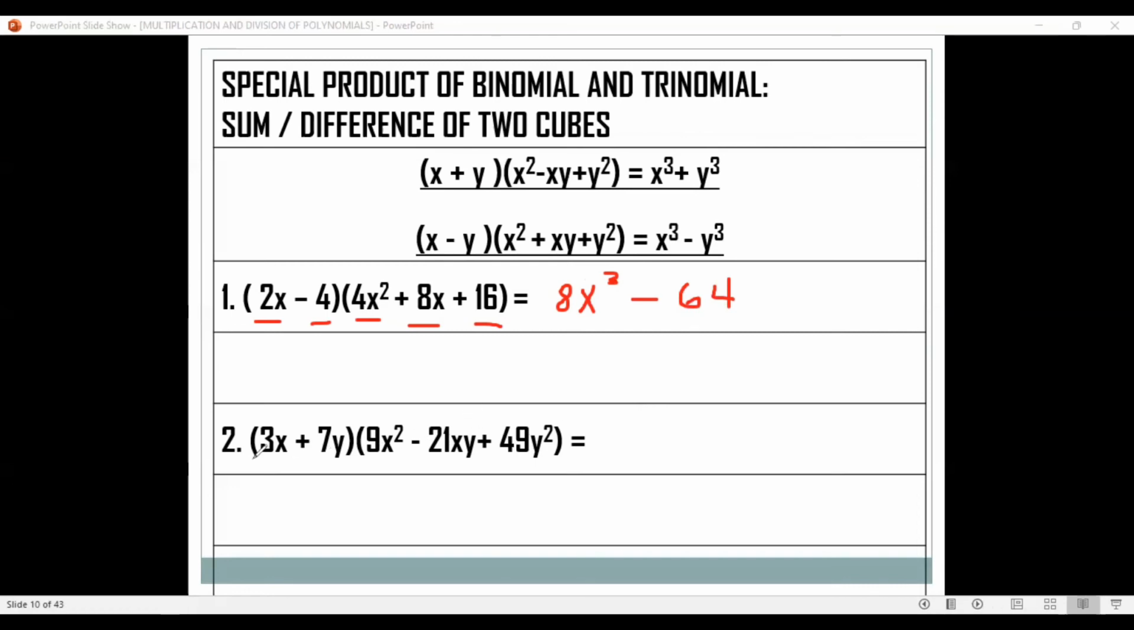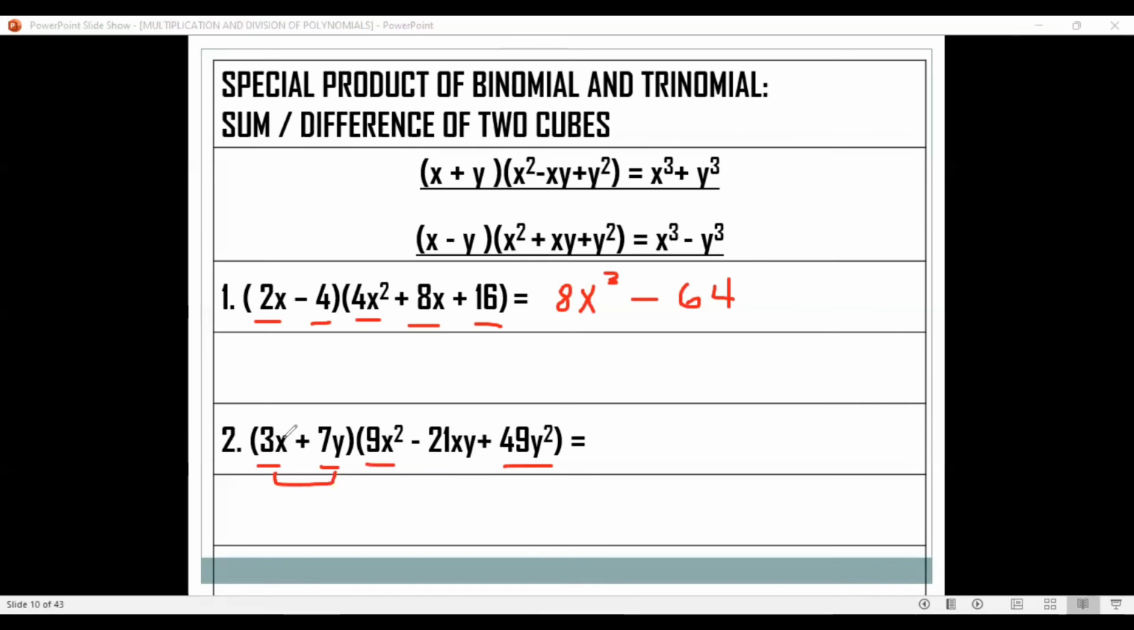Okay, let's have the second problem. You have now 3x plus 7y, and that is being multiplied by 9x squared minus 21xy plus 49y squared. Again, to minimize the time, we just try to look into that condition. So 3x, if you multiply it by itself, you have 9x squared. You have here 7y, you multiply it by itself, it is now 49y squared. Now, if you get the product of 3x and 7y, that results to 21xy, but the negative of that is negative 21xy. Therefore, we can just find the answer.